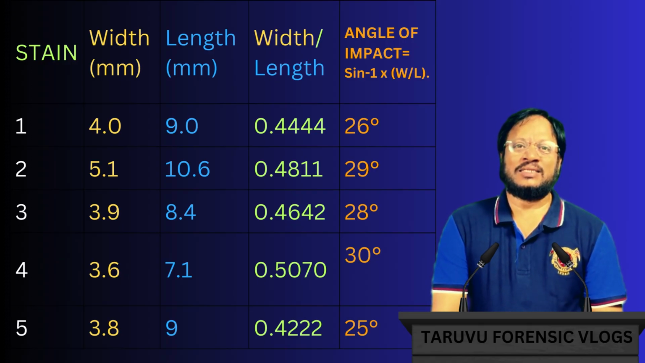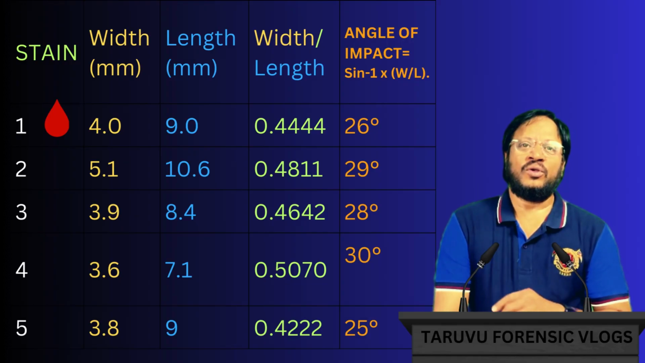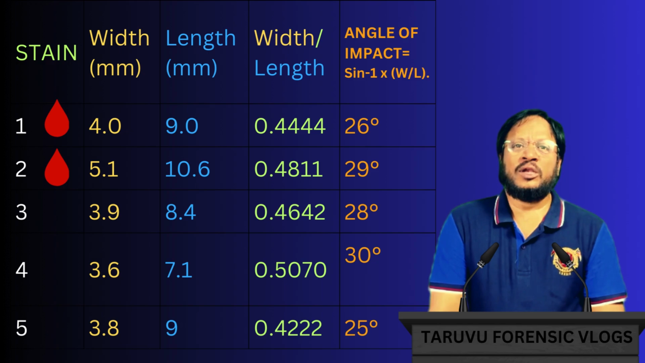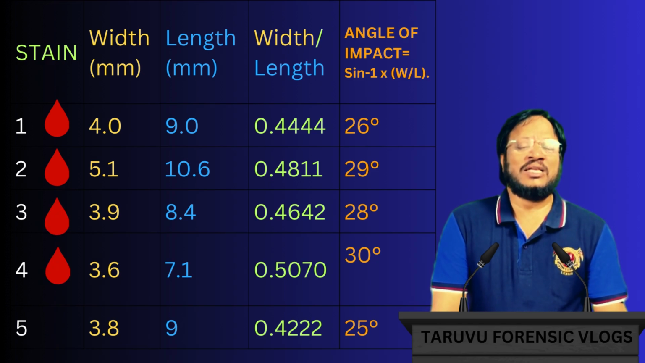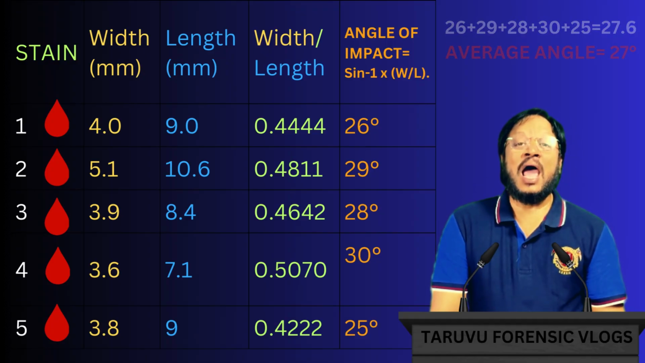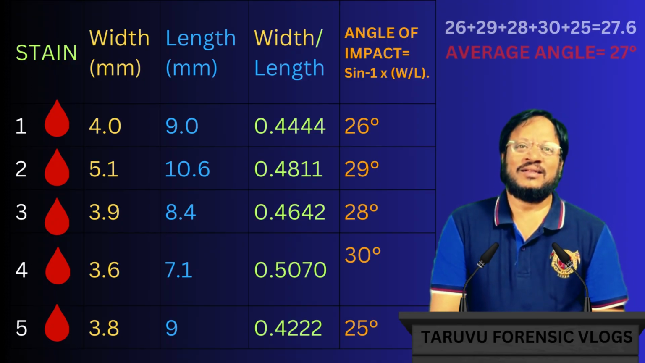Here are the results we got from our data. Stain 1, width 4 millimeters, length 9 millimeters, its value is 0.4444, 26 degrees. Similarly, stain 2, 29 degrees, stain 3, 28 degrees, stain 4, 30 degrees, and stain 5, 25 degrees. After calculating all stains, we'll find the average angle of impact, which is about 27 degrees.